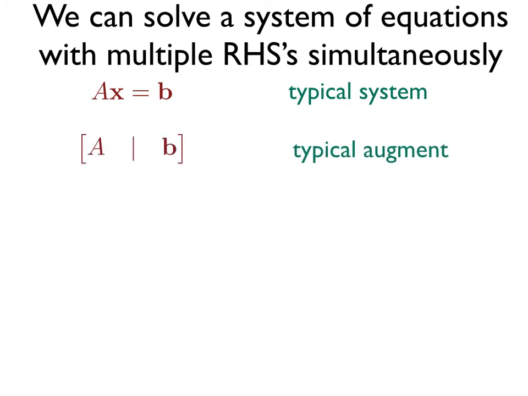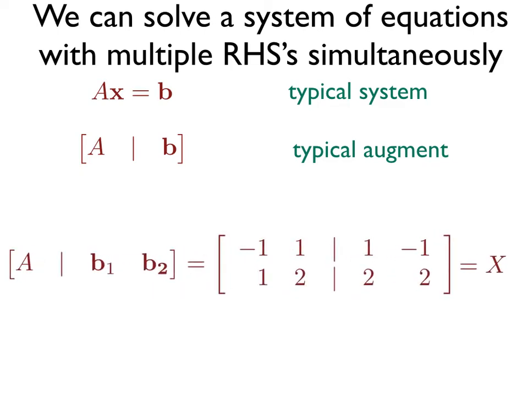We could then augment that system by putting the coefficient matrix A on the left-hand side of the augment and then the vector B on the right-hand side of the augment. So this is what a typical augment would look like. And so if we had multiple right-hand sides, we just stack those right-hand sides on the right-hand side of our augment. And so we might have something now that looks like A on the left, and then those right-hand sides B1 and B2 would actually form a matrix, which we would refer to as capital B.